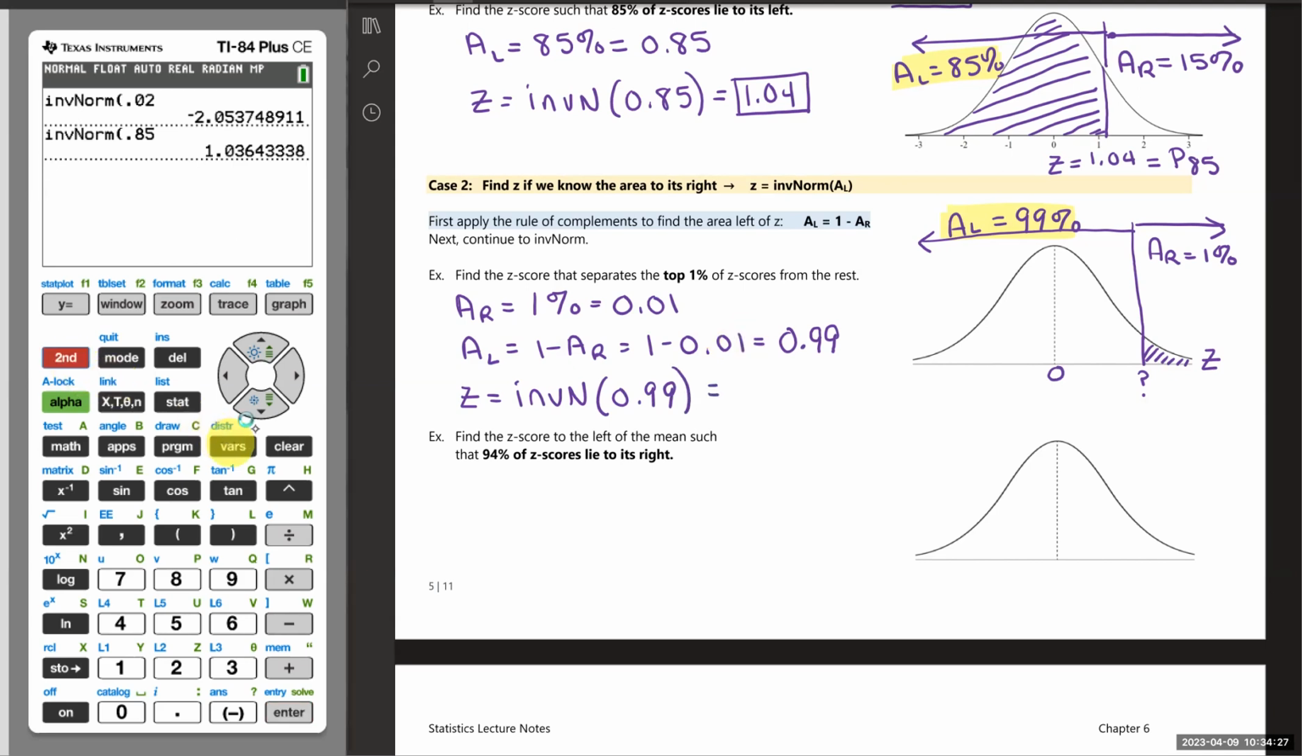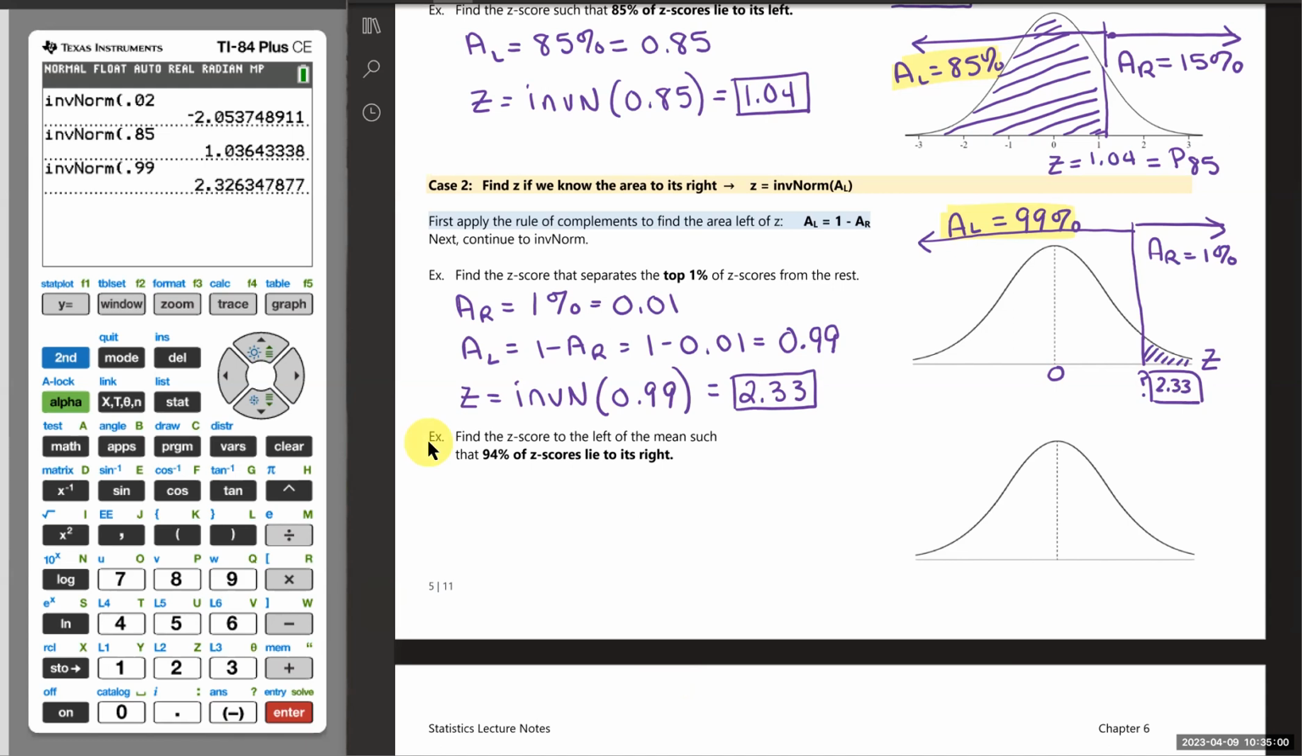All right. And I'll see if my answer makes sense. 2.33, a positive z-score, matches what I expected. On my picture, I expected a positive answer, so that does make sense.